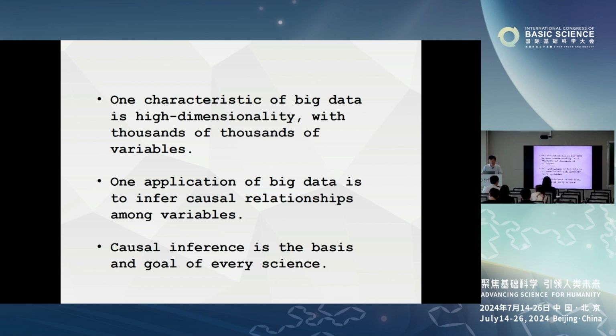Second characteristic is application of big data. We need to infer causal relationships among variables. So we have a huge amount of big data, variables. Each variable has interaction with each other. There's some cause and effect. So we need to identify the information flow among these big variables. Actually, causal inference is a foundation and our goal of science. So no matter which field you work in, physics, chemistry, biology, medicine, you always need to estimate causal inference.